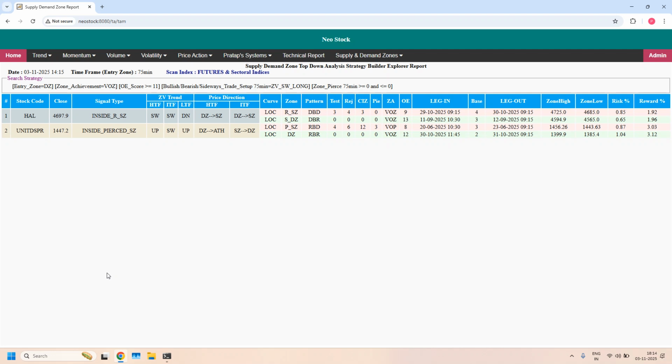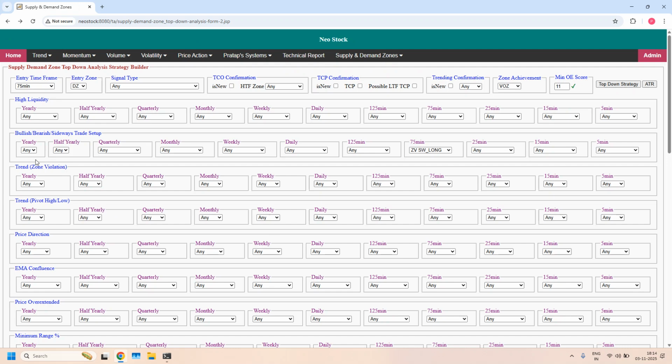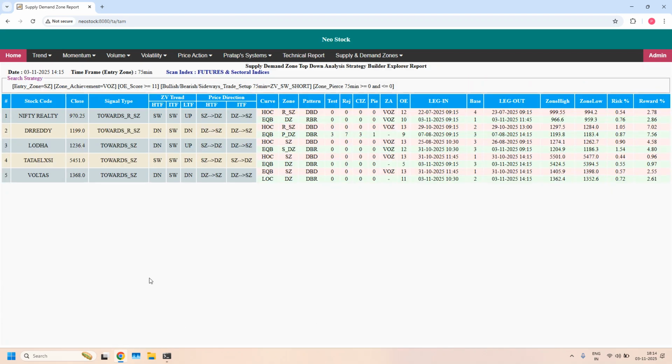You can plan if less than 30.3 video checklist items are satisfied. Okay, next sideways trade setup for weekly income trade. Changes are 75 minutes supply zone and sideways short. We got 5 stocks, and entry time frame zones are daily supply zones. You should plan trades only if less than 30.3 video checklist items are satisfied.